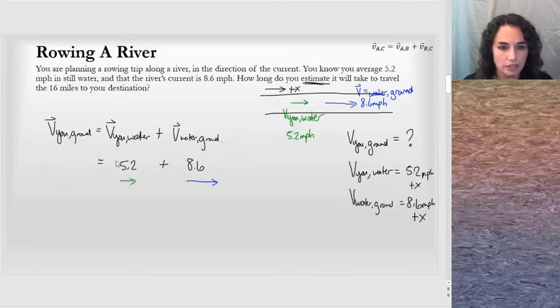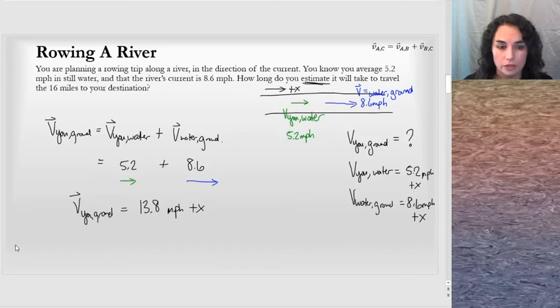So the velocity of you with respect to the ground, we can calculate that. The velocity of you with respect to the ground is going to be 13.8 miles per hour, and that's in the positive x direction. But we already kind of knew that. We're being explicit. So did I answer the question yet? How long? No. Okay, so how long do you estimate it will take to travel the 16 miles to your destination? Okay, so let's find the time.